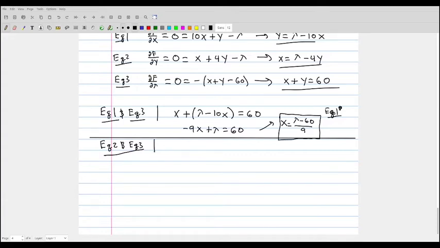And this is going to give us the equation. When we plug in for y into this equation from equation 2, we plug equation 2 into equation 3, we'll get lambda minus 4y plus y is equal to 60, which is the same thing as lambda minus 3y is equal to 60, which we can solve for y to get that y is equal to lambda minus 60 over 3.